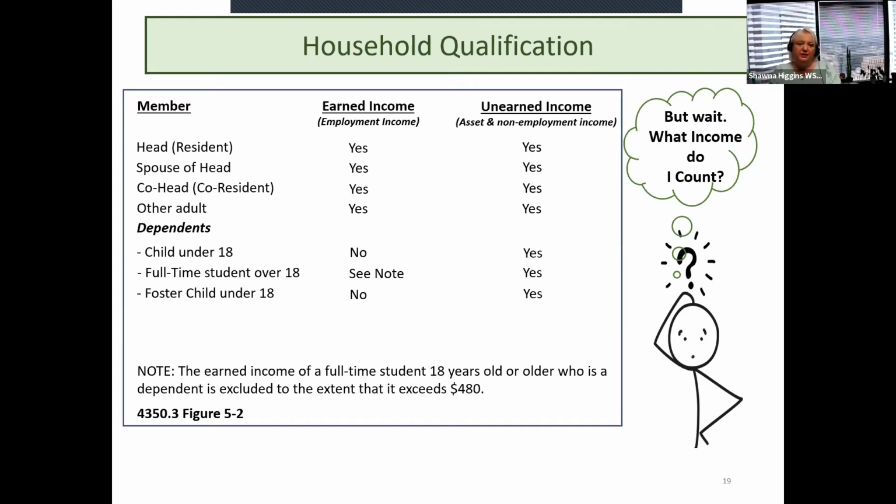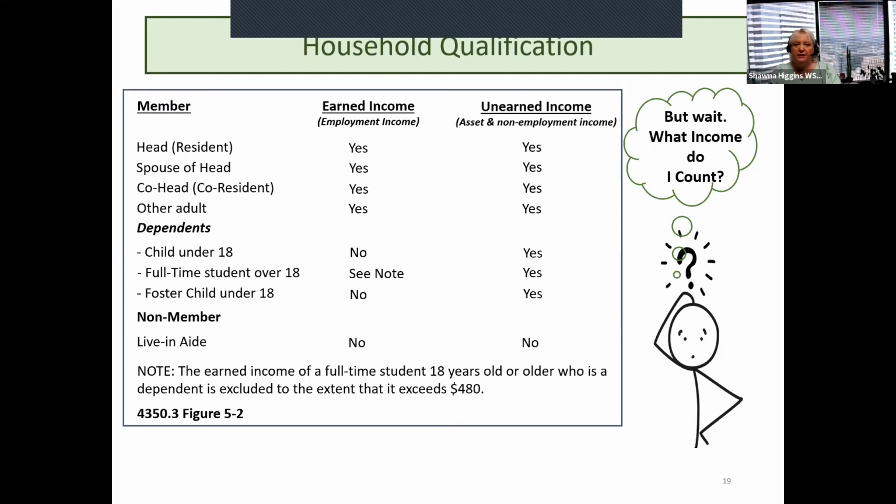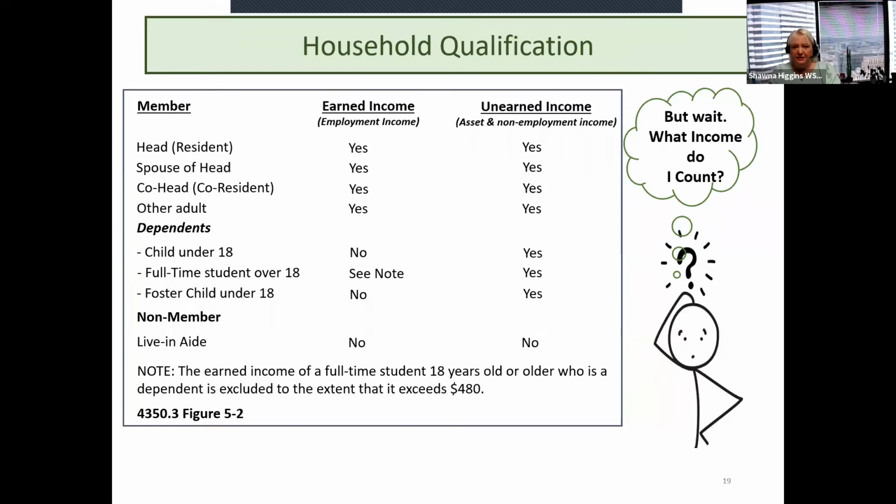Foster children under 18, you're not going to count their earned income, but you will count their unearned income. Sorry, I think I said that backwards. I'll say that again. Foster children under 18, you're not going to count their earned income, and you're not going to count their unearned income either. And non-members of the household, like a live-in aide, they're not part of the household, so you're not going to count their earned income or their unearned, because if they weren't needed as an aide, they would not live in the household.